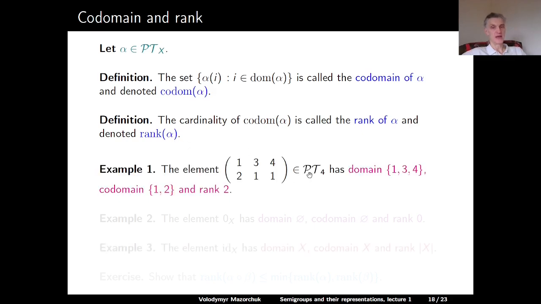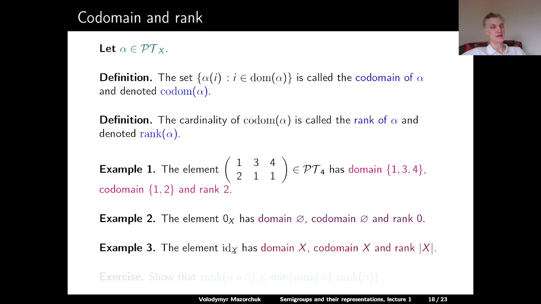For example, if we look at the following element in PT4, it sends 1 to 2, 3 to 1, and 4 to 1. It has domain {1, 3, 4}, codomain {1, 2}, and rank 2. The element 0_X has as a domain the empty set, as the codomain the empty set, and rank 0. And the identity on X has X as a domain, X as a codomain, and rank the cardinality of X.